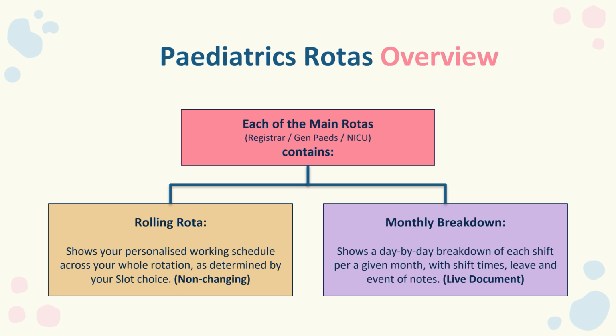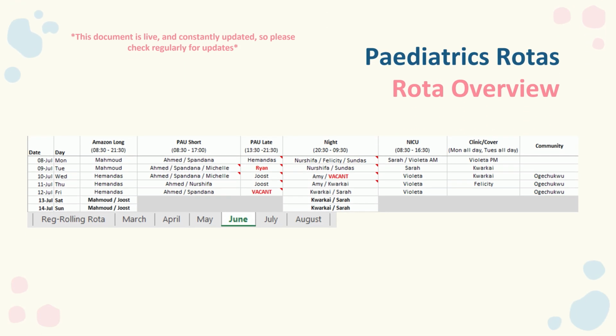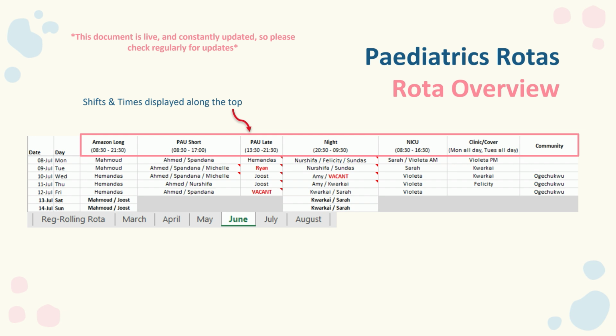This shows a day-by-day breakdown of each shift per a given month, with shift times, leave, and events of note. Here we have an example of one of the tabs of the monthly rota for the registrars. Along the side you have the dates and days for that month, and then at the top you have the various duties that you will be allocated to over your time here. Depending on your rota, these will be different. Your shifts will be documented in the work schedule you received before joining.